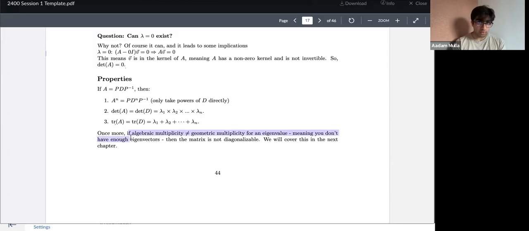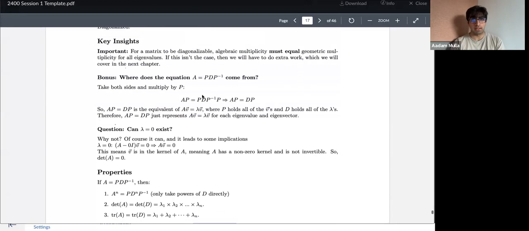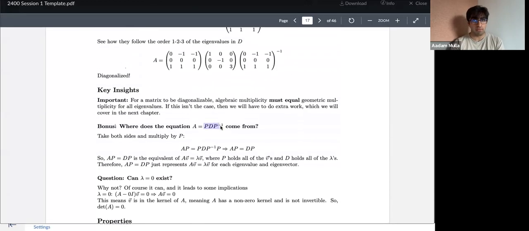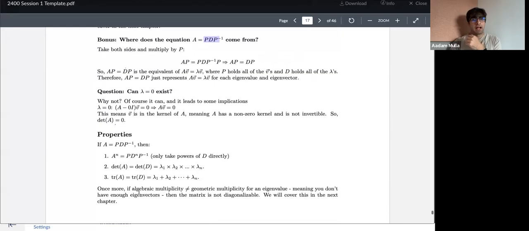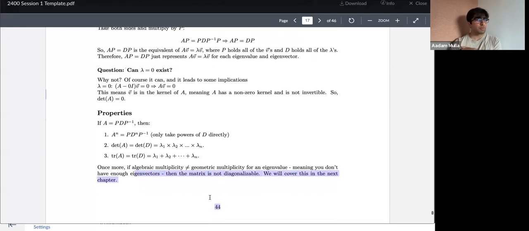Lastly, one more time, if the algebraic multiplicity and geometric multiplicity for an eigenvalue are not the same, then the matrix is not going to be diagonalizable like this. It's not going to have a form PDP inverse. It's going to have a slightly different form called Jordan canonical form, and we'll talk about this in the next chapter. If you want to read ahead before next week, you can get the basis. Why are we doing this whole next chapter? It's solely because sometimes algebraic multiplicity is not equal to geometric multiplicity.